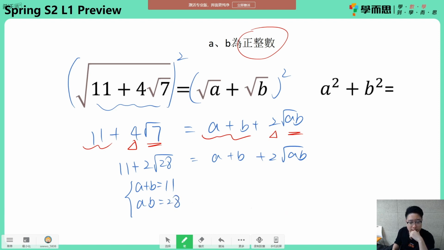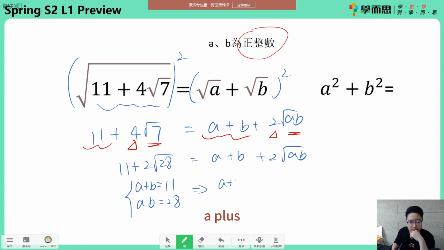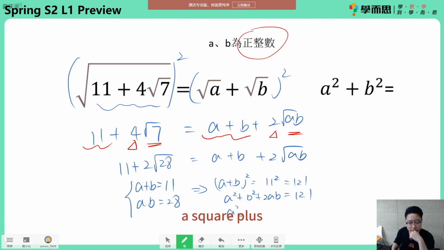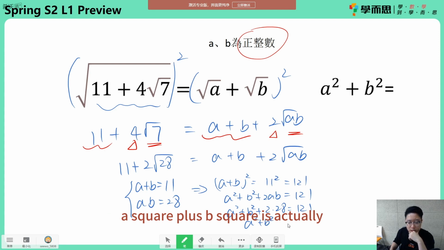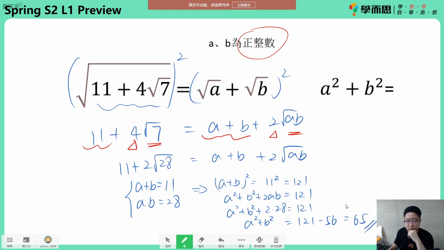So we can easily solve that, or maybe you can use the perfect square. a plus b squared equals 11 squared equals 121, right? So a squared plus b squared plus 2ab equals 121. So a squared plus b squared plus 2 times 28 equals 121. So a squared plus b squared is actually 121 minus 56. Okay, so this one equals 65. Okay, so finished.